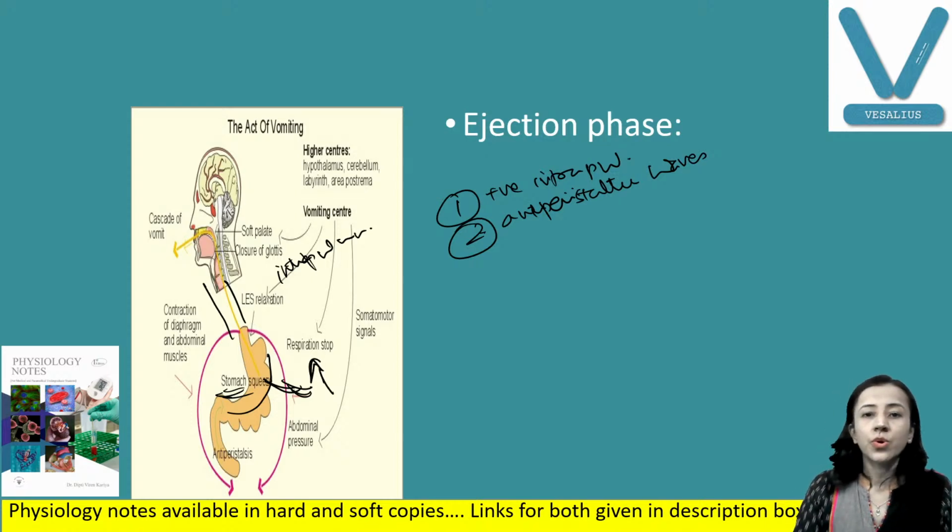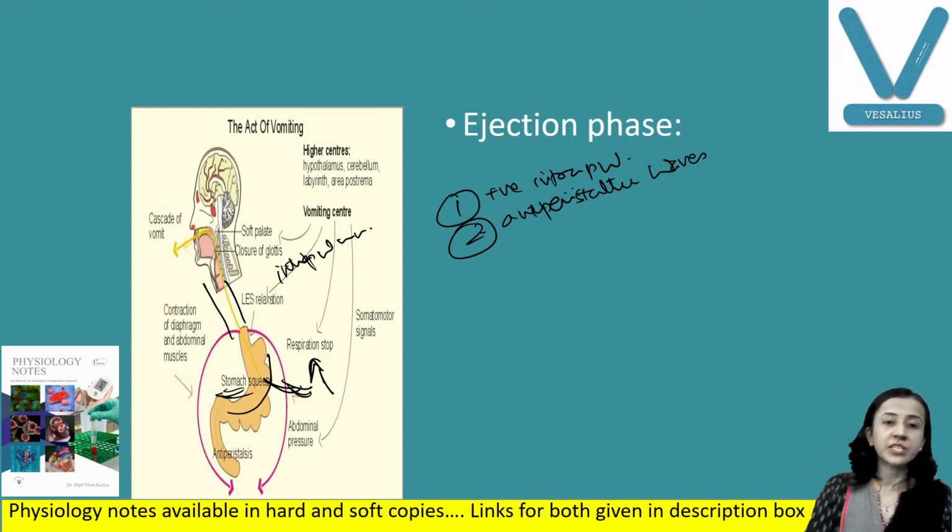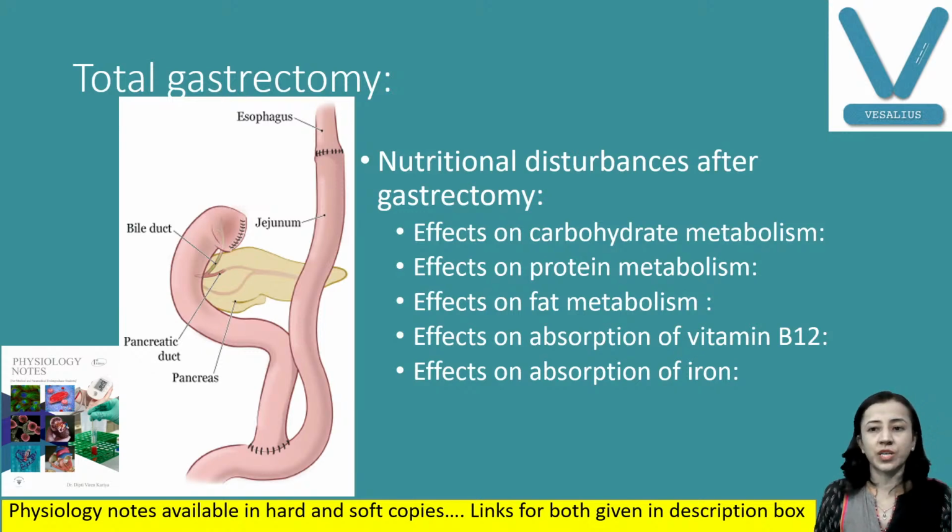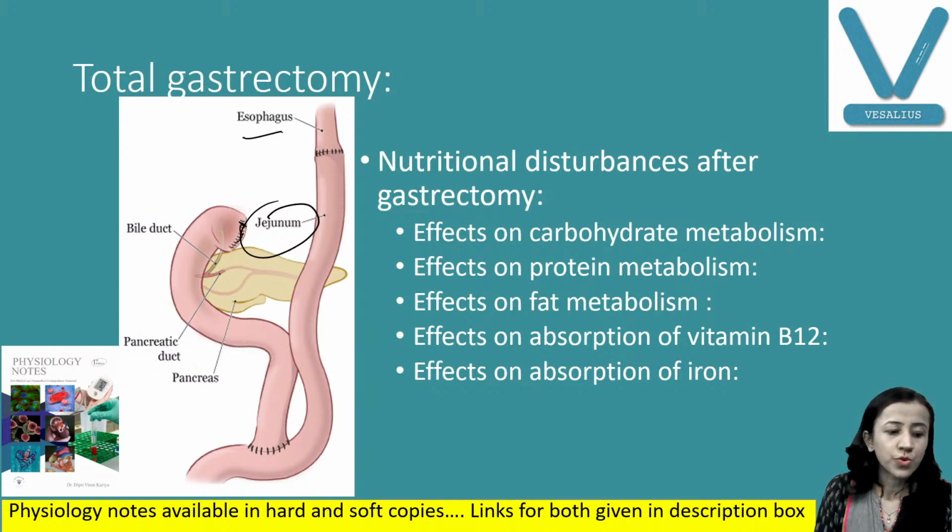Now the next clinical aspect we will discuss is total gastrectomy. Total gastrectomy means the stomach is totally removed, and you can see there is an anastomosis made between the esophagus and the jejunum, and the duodenal part is sutured. What are the indications for total gastrectomy? One of the indications is carcinoma of stomach.